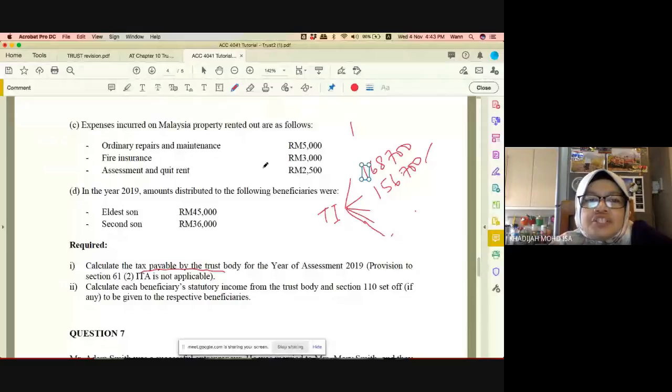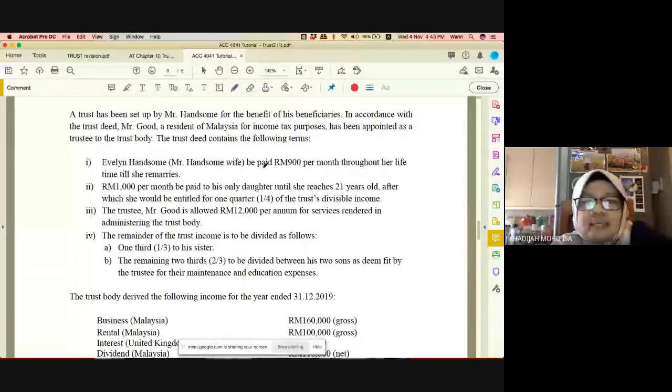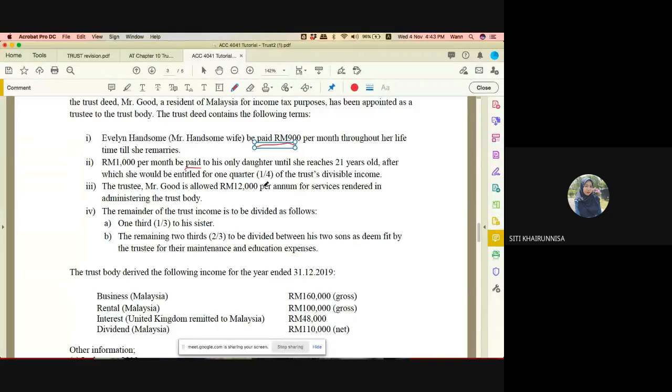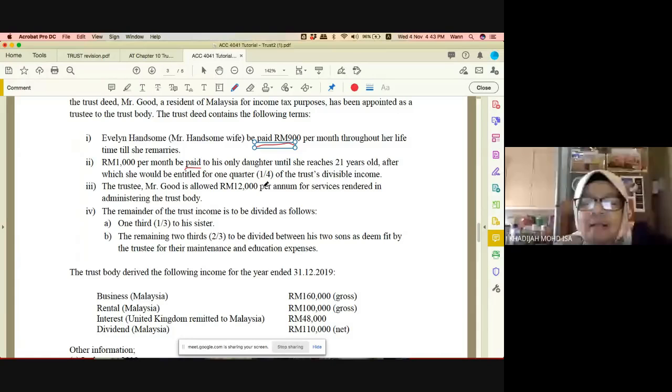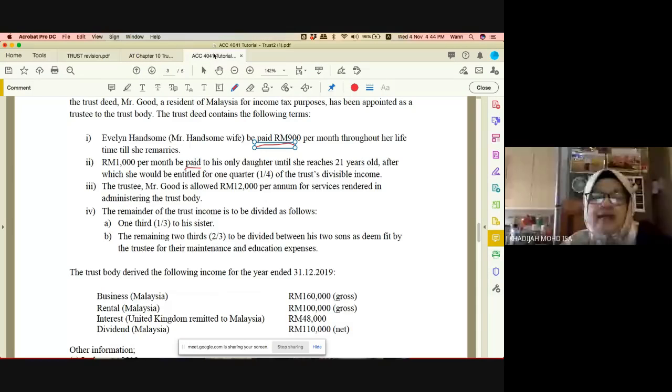Let's look together. A trust been set up by Mr. Handsome, been appointed as a trustee. Evelyn paid, bila paid ni is an annuity ya. And then 1,000 paid, again is this accumulation or annuity? Accumulation. What's the difference between annuity and accumulation? Annuity will be paid every year, but accumulation when the condition is met. Yeah. Bila annuity paid, that's why month paid to daughter, right? Paid. So you akan bayar dia every month.